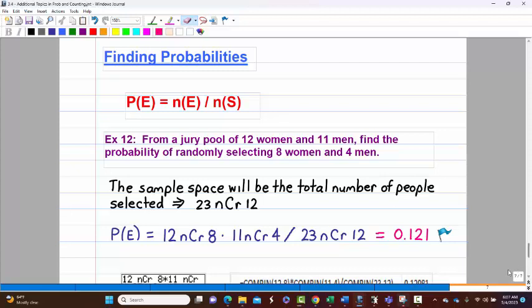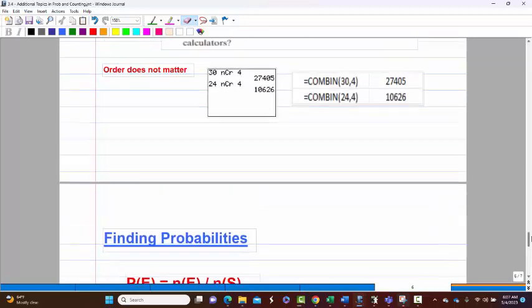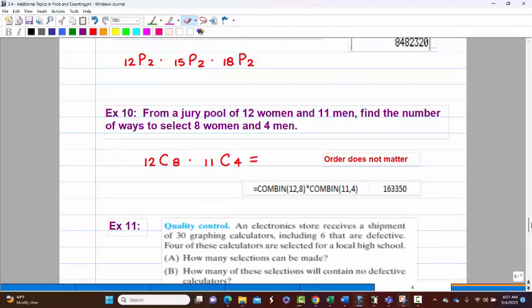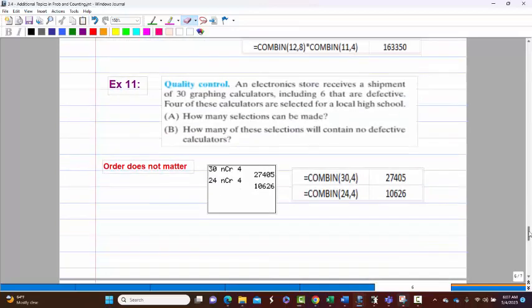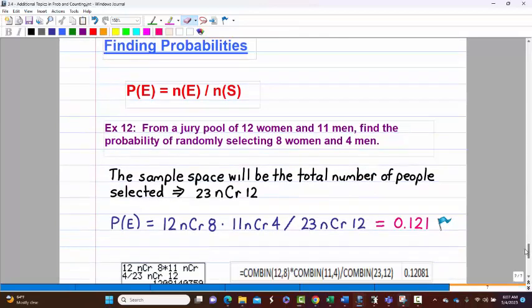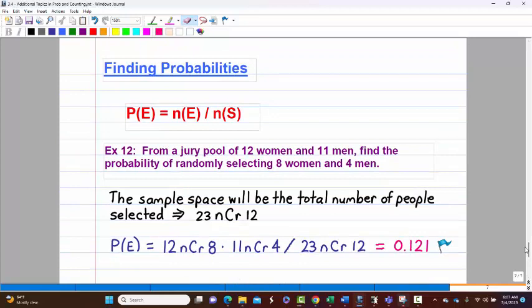So here is basically that same problem we had before. This one was saying how many ways can you get that different numbering of 8 women and 4 men. So this example 12 then says what's the probability of selecting 8 women and 4 men. The number of ways to select the 8 women and 4 men is exactly the same. That's going to be your numerator.